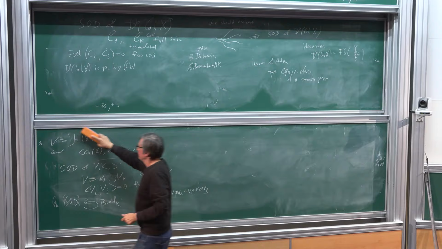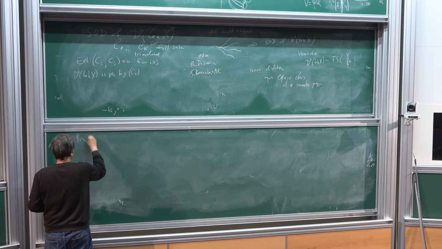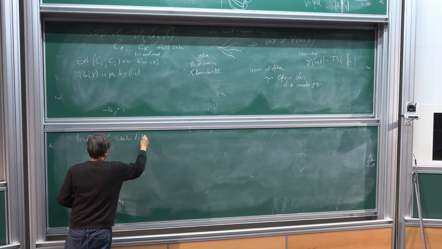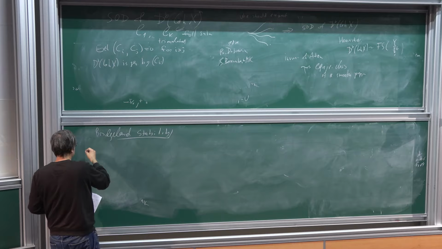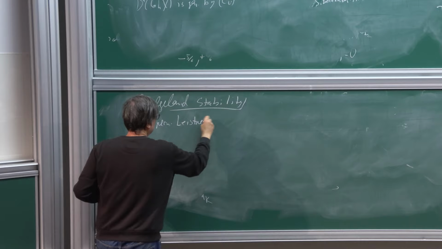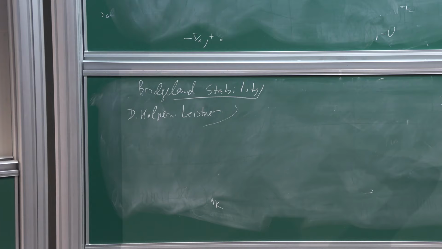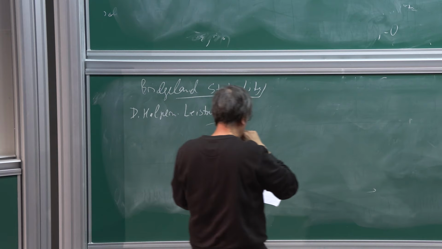And just a final few words, it's about stability. It's some extension of the story. It was again kind of clear for many years, but wasn't really articulated. And there was a recent paper by Daniel Halpern-Leistner, where he tries to formulate things for Bridgeland stability, which should explain the semi-orthogonal decomposition. Now I'll just recall what Bridgeland stability is.